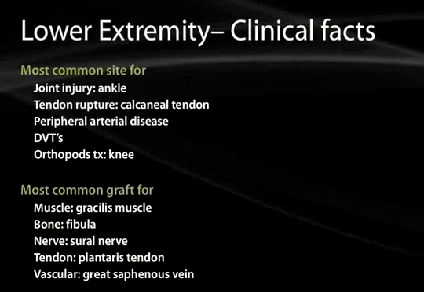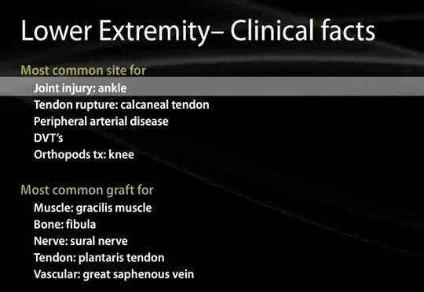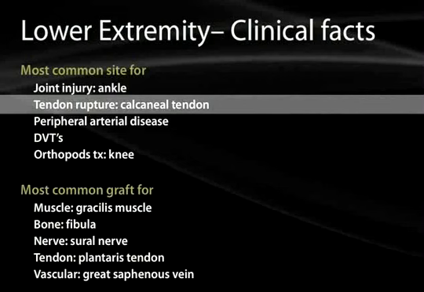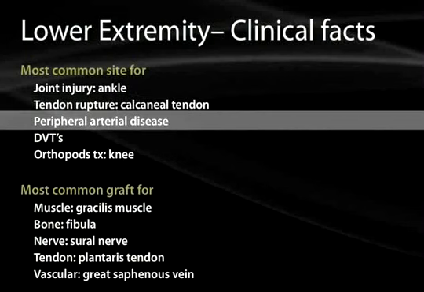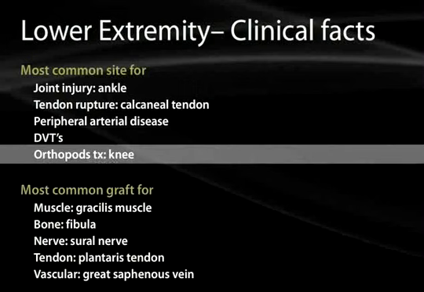So what are some clinical facts that you want to know about the lower limb? Why should you spend some time on it? Well, it's one of the most common sites for joint injury, which would be the ankle, tendon rupture, which would be the calcaneal tendon, peripheral arterial disease, the problems with DVTs is a major lower limb problem, and then the orthopedic problems associated with some of these joints, including the knee and the hip.